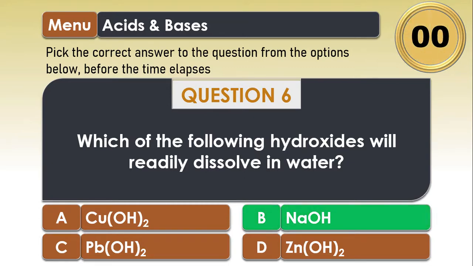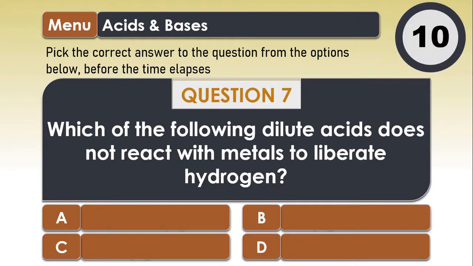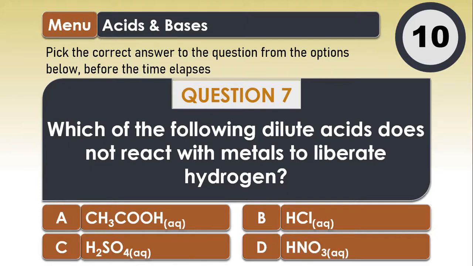Sodium hydroxide. Question 7. Which of the following dilute acids does not react with metals to liberate hydrogen? A. Ethanoic acid. B. Hydrochloric acid. C. Tetraoxosulfate 6 acid. And D. Trioxonitrate 5 acid. Your time starts now.